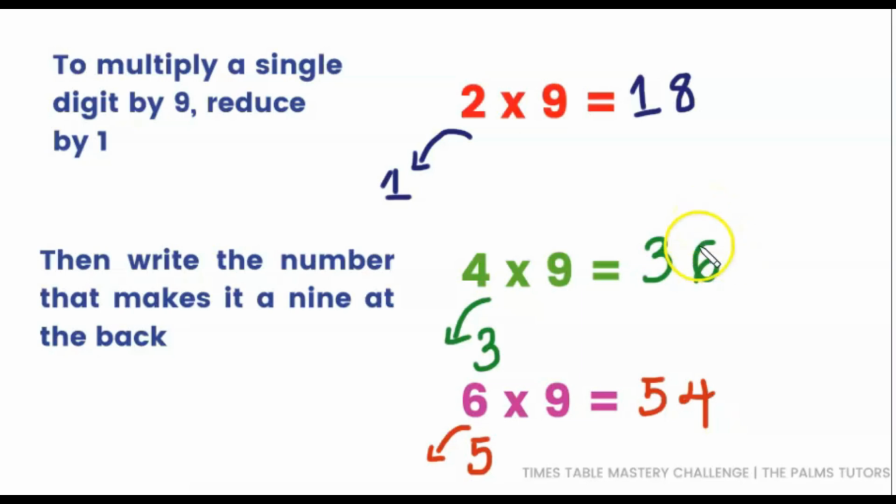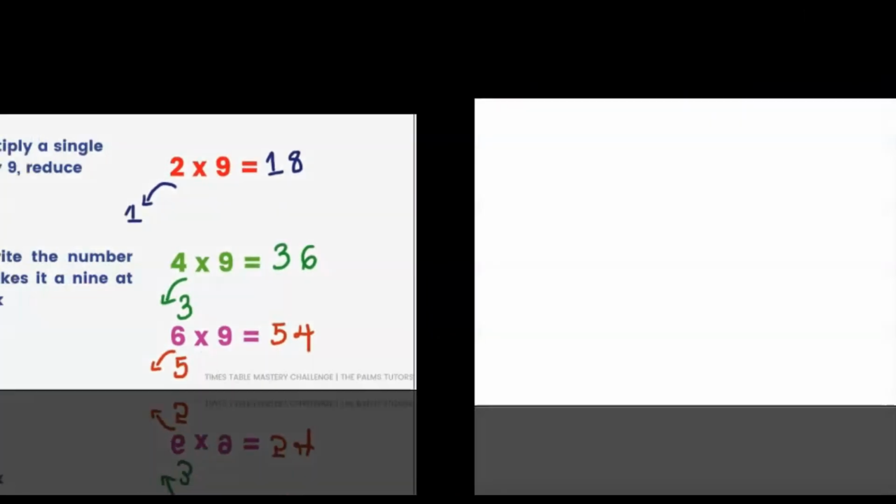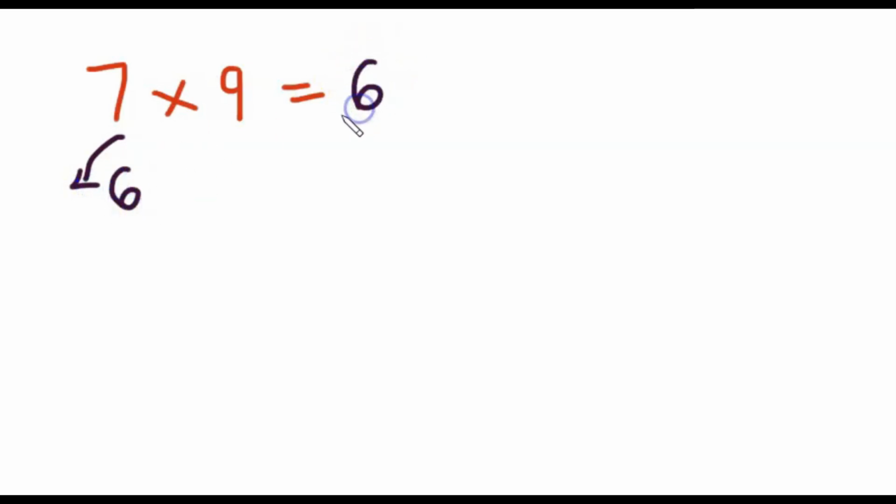Right? So let's see some other examples. Let's say 7 multiplied by 9 gives us what? 7 multiplied by 9. If 7 takes a step backward, it becomes what? 6. And 6 and what makes a 9? 3. Simple, right? So I'll let you try about 2 before you take your quiz.